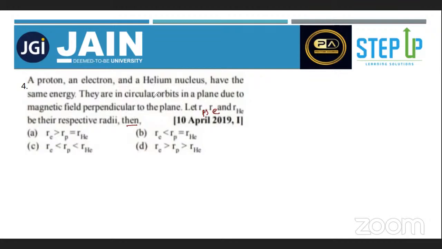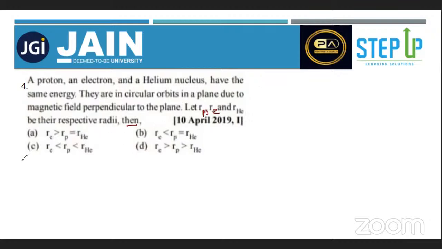Okay, we'll see the solution. The proton and electron in the helium nucleus have the same energy. They are in a circular orbit in a plane due to a magnetic field perpendicular to the plane. Perpendicular to the plane means sin theta is 90 degrees.